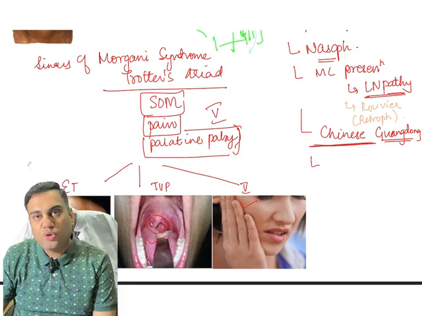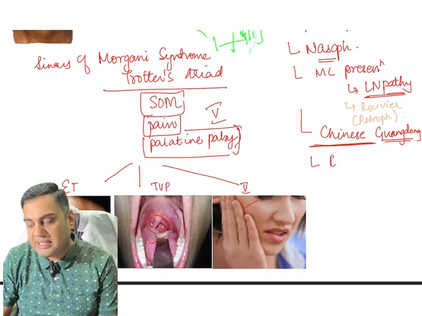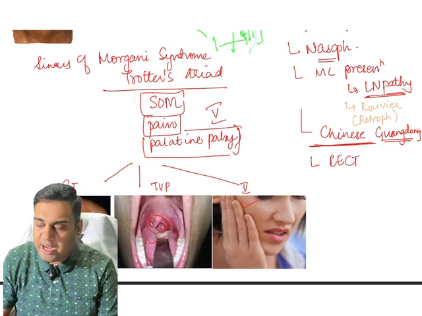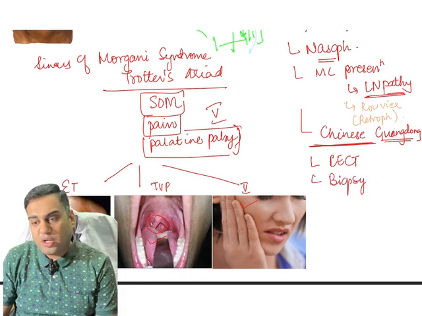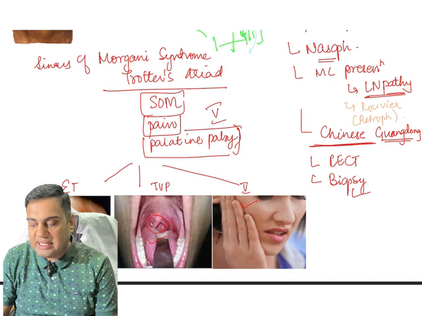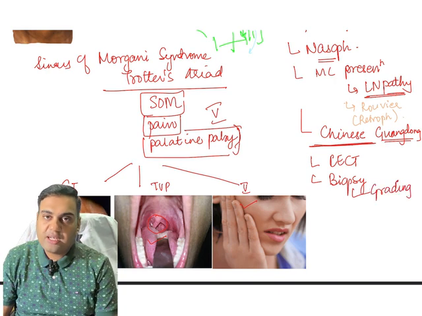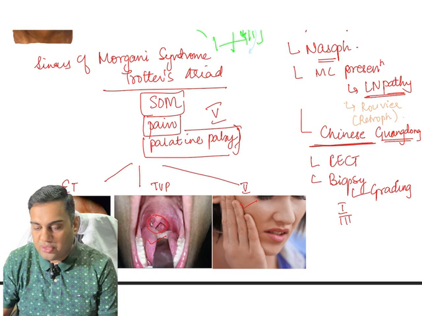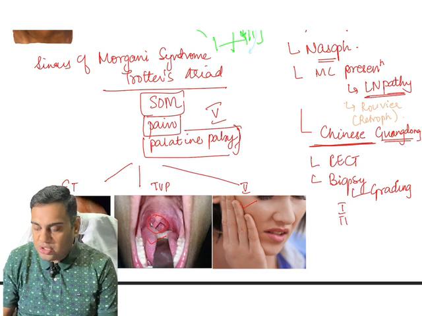What else do we need to know about nasopharyngeal carcinoma? Investigation, of course, it will be CECT. CECT will be the investigation of choice. You can take a biopsy to confirm. When we take a biopsy, there are two things. One, we can grade this disease. Now, grading of nasopharyngeal carcinoma has been in three stages: stage 1, stage 2, and stage 3.